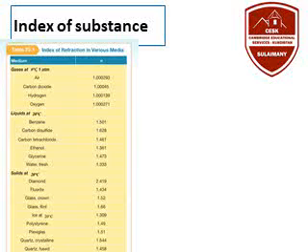In this slide, there is the title "index of substance." We studied what the index means. The index of a substance is the ratio between the speed of light in air or vacuum divided by the speed of light in the substance. That means the speed differs from one substance to another.